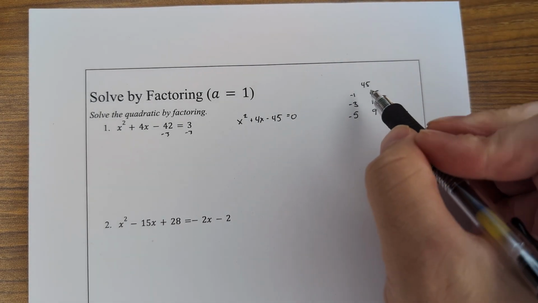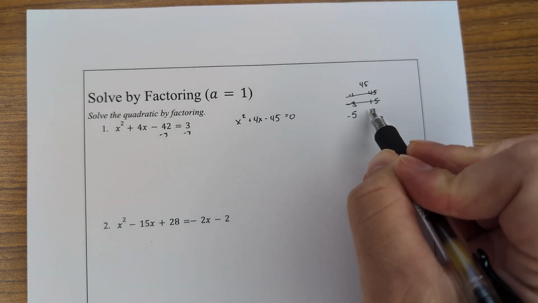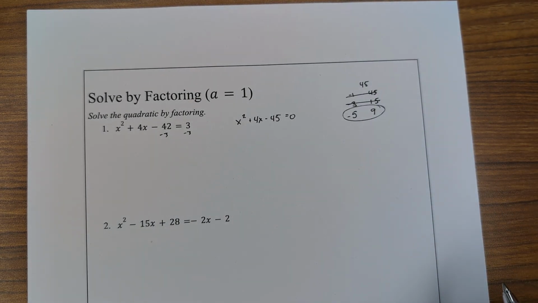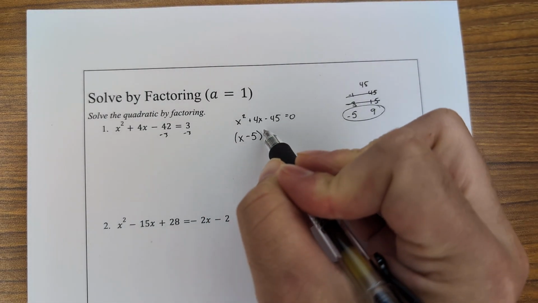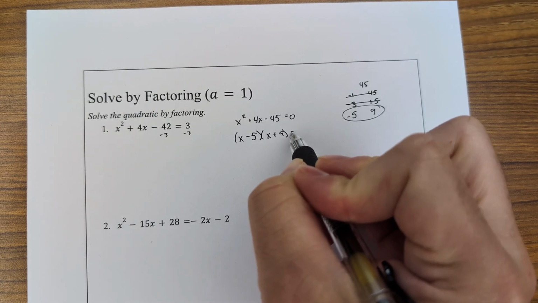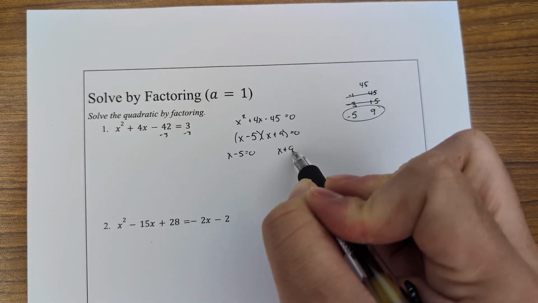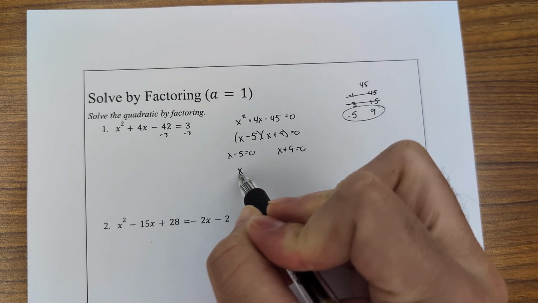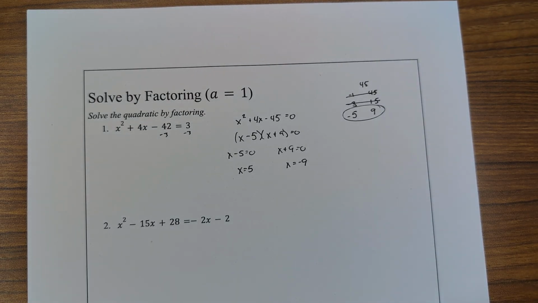Well, that pair adds up to 44. Can't be that. That pair adds up to 12. Can't be that. That pair adds up to 4. So when I factor, it's (x minus 5)(x plus 9). Then to solve, set each factor separately equal to 0. So add the 5 across, x equals positive 5, and x equals negative 9.